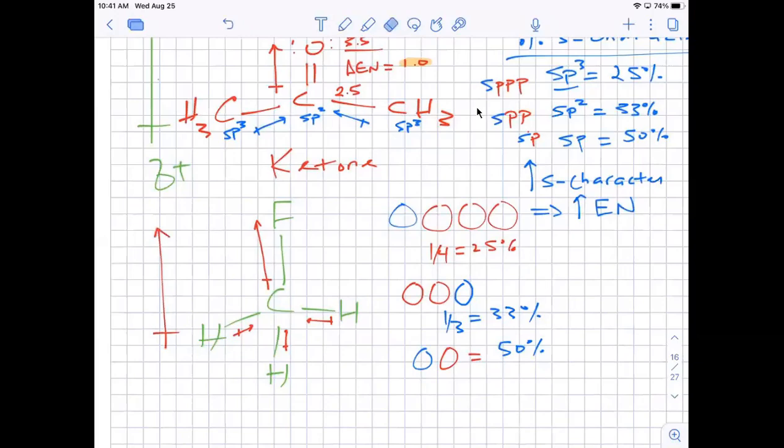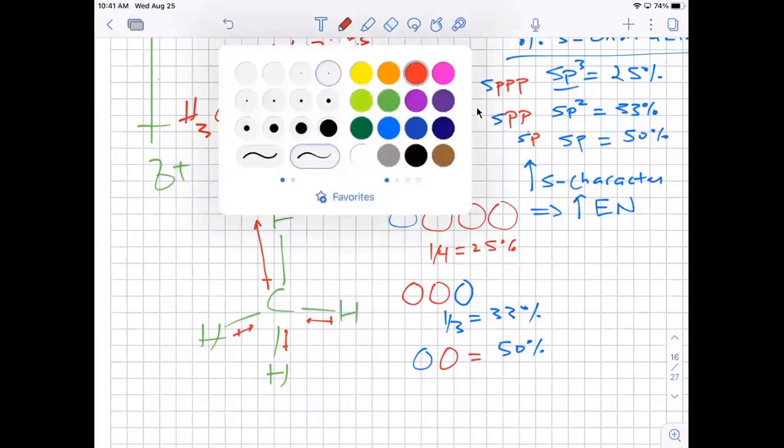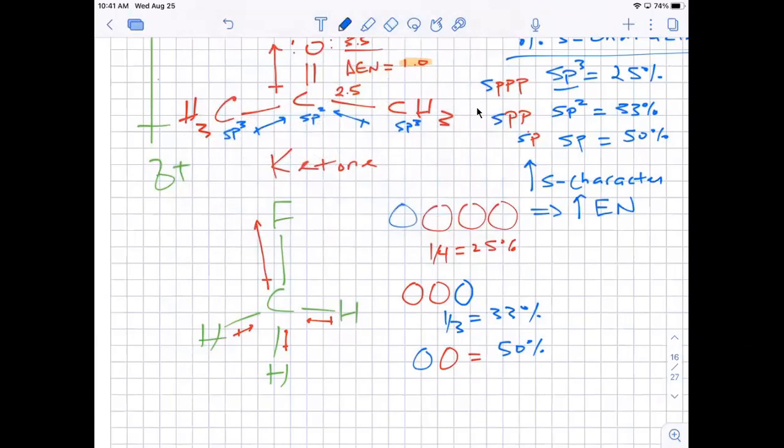Let me change the color. It has an overall dipole because the sum of those vectors, well, the vectors all have a direction that go in the same general direction, right?